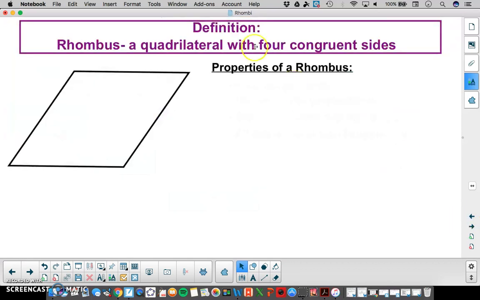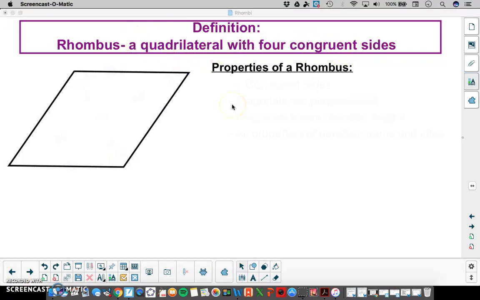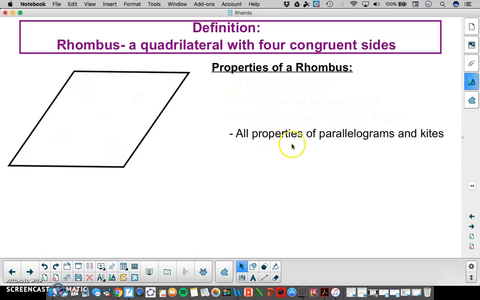The definition of a rhombus is a quadrilateral with 4 congruent sides. The properties of a rhombus are going to include all properties of parallelograms and kites, and that's because of its position in our flowchart. So we have our set of congruent sides. All 4 sides will have the same measure, and because a rhombus is also a parallelogram, the opposite sides will be parallel.